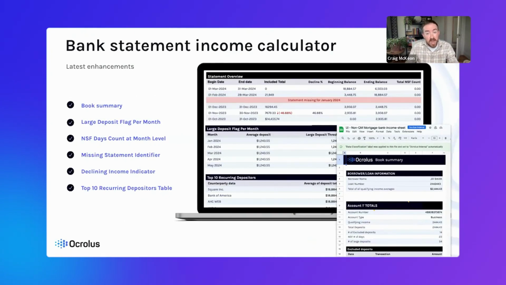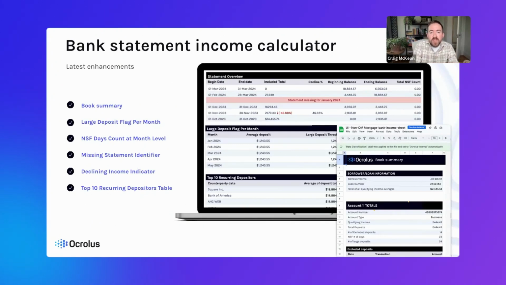We do have in-app dashboard capabilities as well, with an account summary as well as transaction reviews. Becca's going to show those off. They're pretty handy as you're going through and prepping for the calculator. We've also added a book summary page, which you can see on the right. That makes it really easy to print this calculator or save it as a PDF.